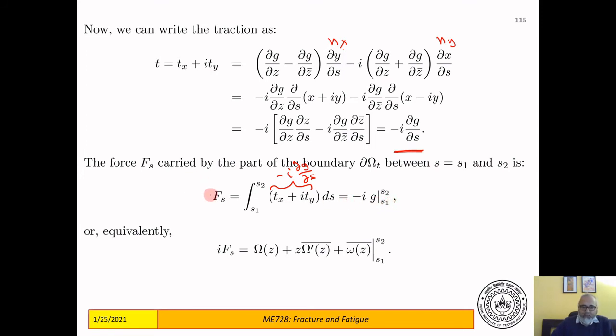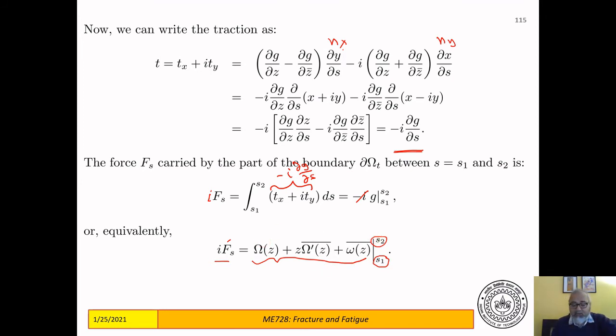You multiply by i on both sides, so this becomes 1, and then iF is equal to, you write the definition of g. The definition of g is this whole quantity evaluated at s2 minus this whole quantity evaluated at s1. That would give you i times the total force that acts on a part of the boundary. Wherever the force acts, the total force will be given by this. This will be a known quantity. This will be told to you where the forces are applied on the surface of the body. So these forces will be related to this combination of the analytic functions that we have.